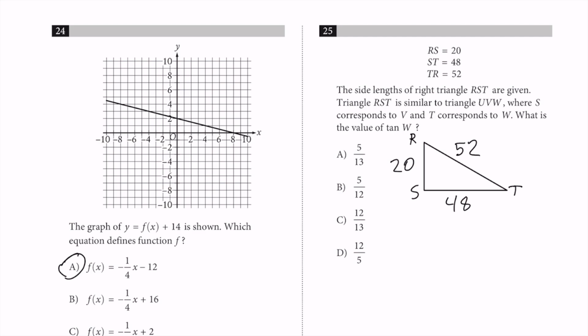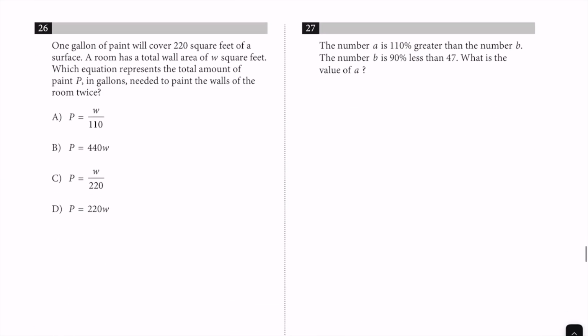Now, it's asking for the tangent of W, which corresponds to T. So to get the tangent, we do opposite over adjacent, which is 20 over 48. We can divide both by 4, and we're going to get 5 over 12, which is going to be answer choice B. All right, our final 2 questions.